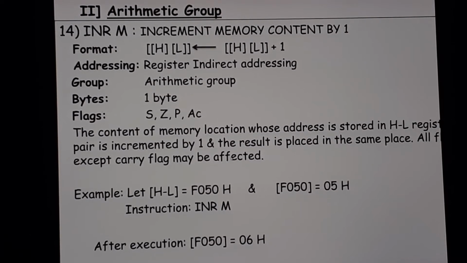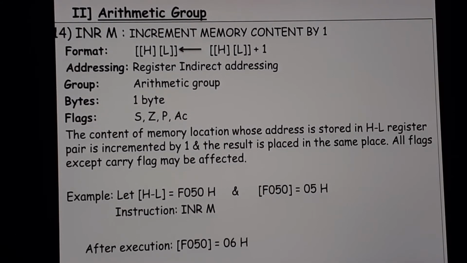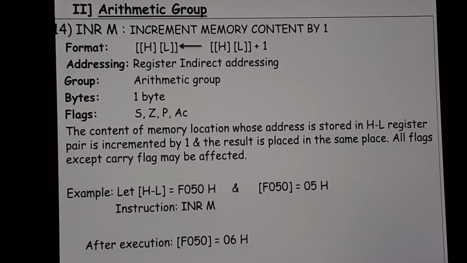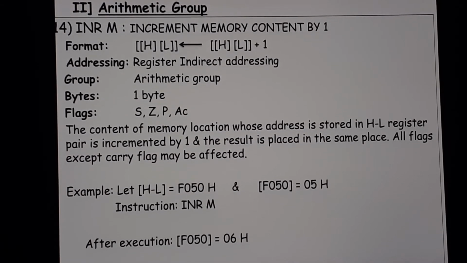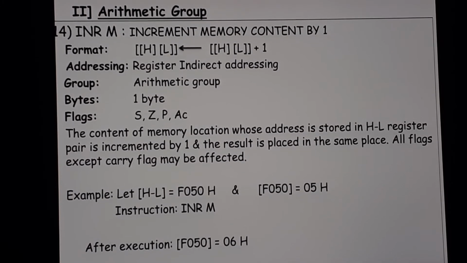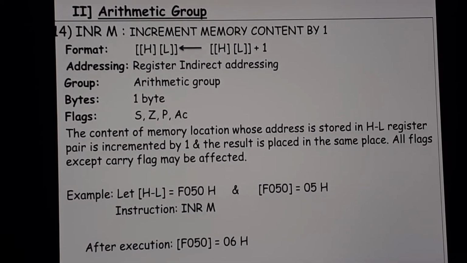One. So the example here is: let the HL register pair be equal to F050H, which I have assumed. Since it is 16-bit, you need to assume 16-bit data, which I have assumed as F050. You can consider any value. H is the hexadecimal unit.